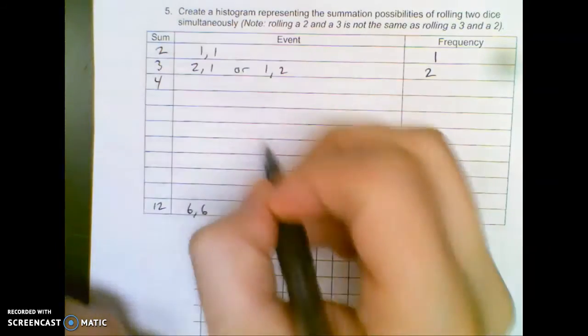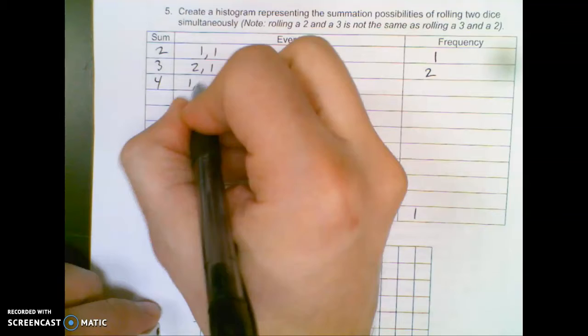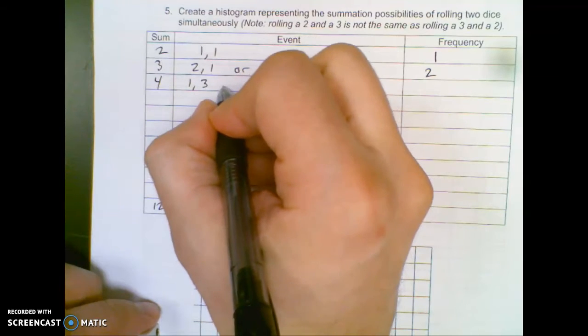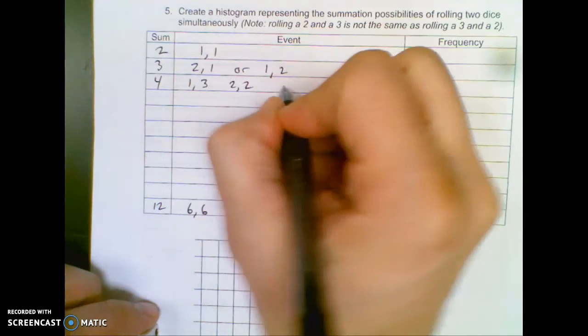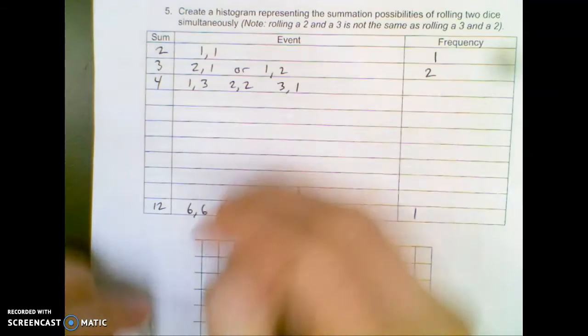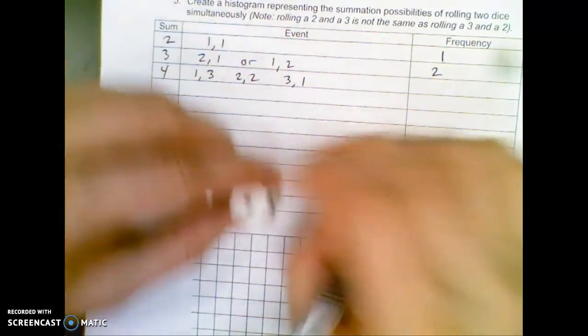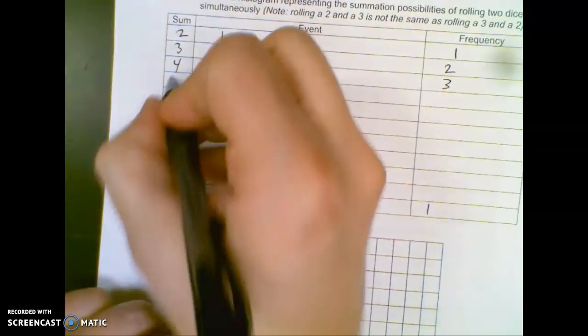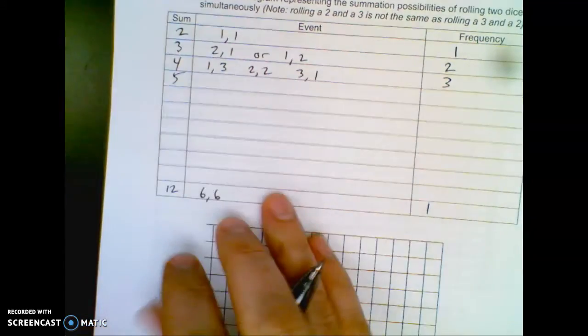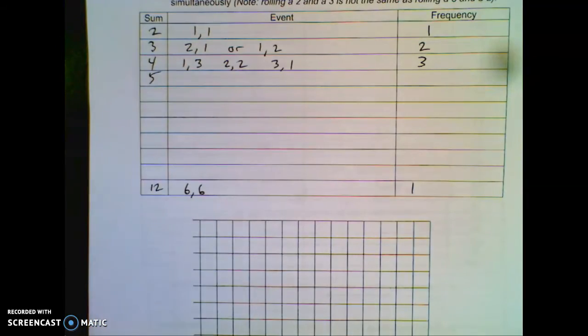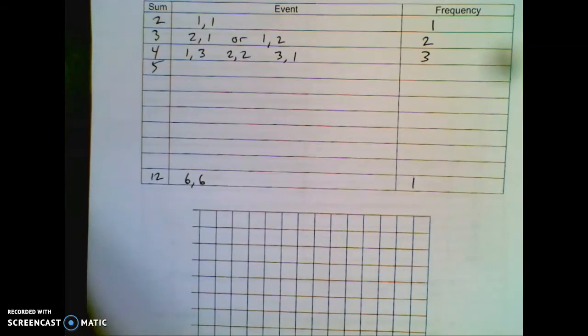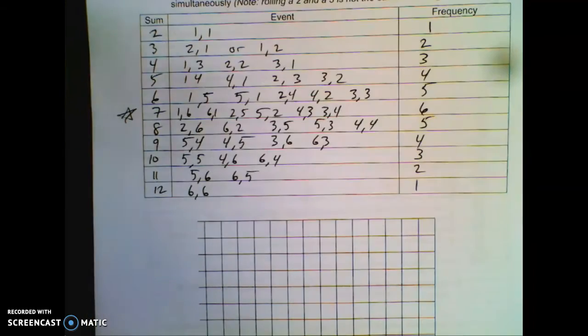And similarly, if I roll a 4, it could be a 1 and a 3. It could be a 2 and a 2, or a 3 and a 1. Just consider my 2 dice are different colors, right? Okay, so there's 3 ways. 5, kind of similar. So I'm going to pause and let you do that, wait a minute, and then check with me. All right, so hopefully you did that.